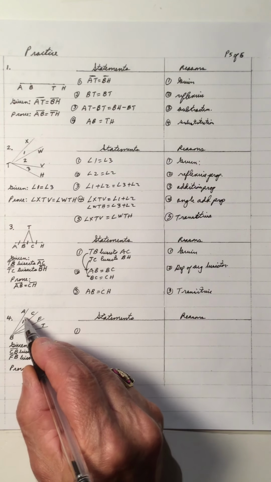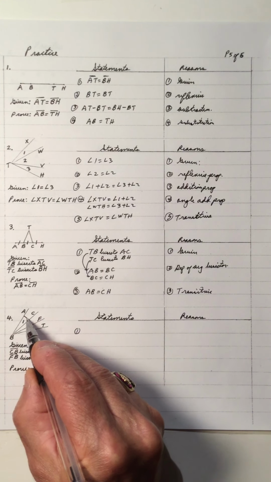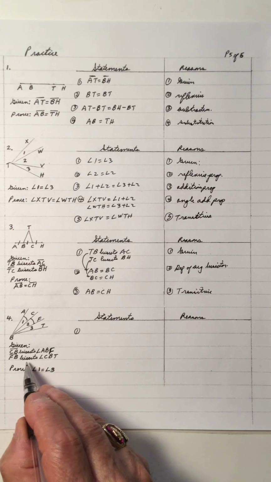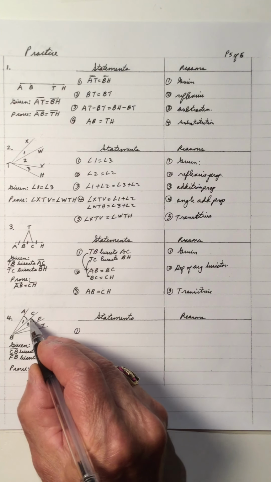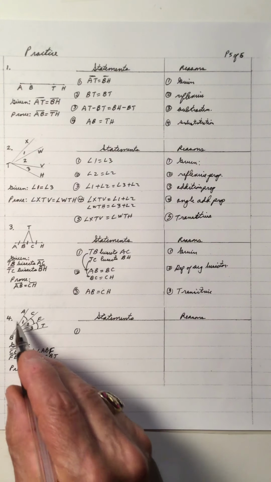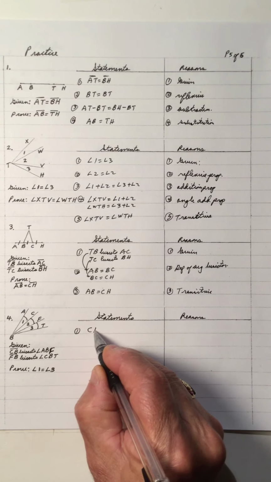So if we've got a bisector, that means if BC bisects ABF, angle 1 is equal to angle 2. If BF bisects CBT, that means 2 is equal to 3. Oh, and 1 equals 3. Oh, I can see now. Okay, here we go. So not too bad.